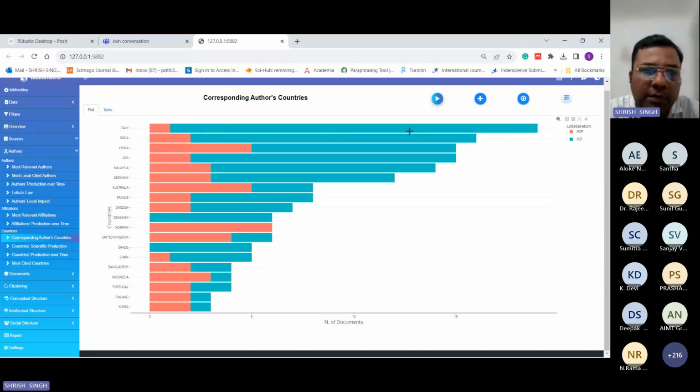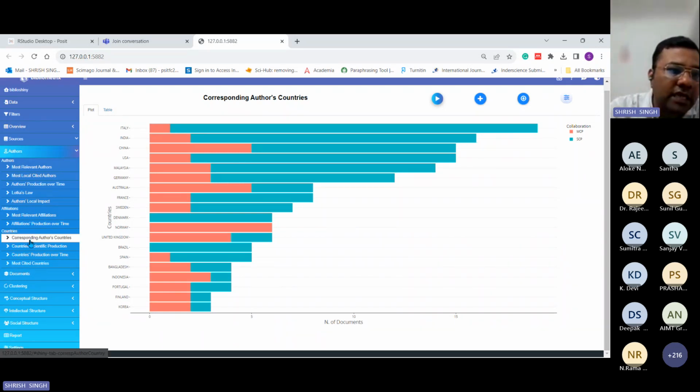But as far as the countries are concerned, the most relevant country is Italy, because it has a total number of documents of 18, and India is on the second position. It has a total number of documents of 14. So you can report this from here, that India is in the second top position, and it has around 14 articles so far in that particular area. So you can report like this, and the third position is held by China. So this is basically from the country.